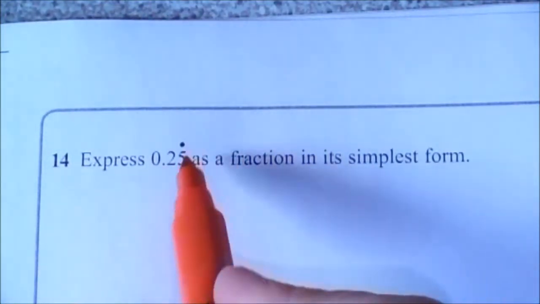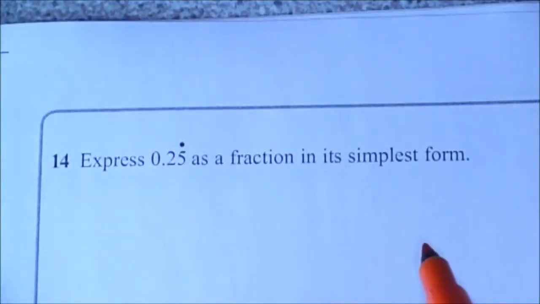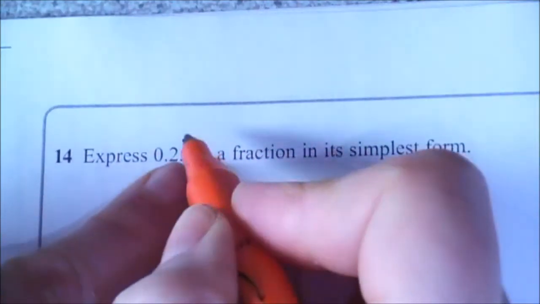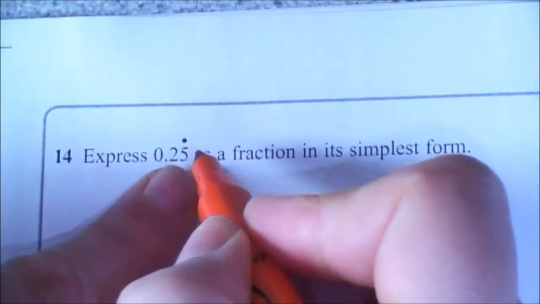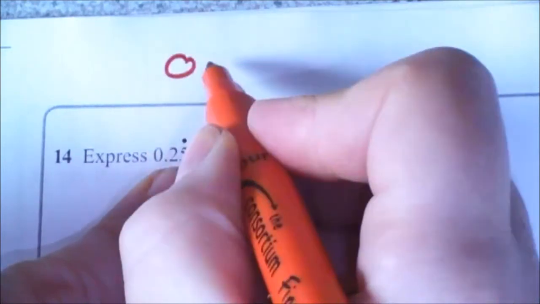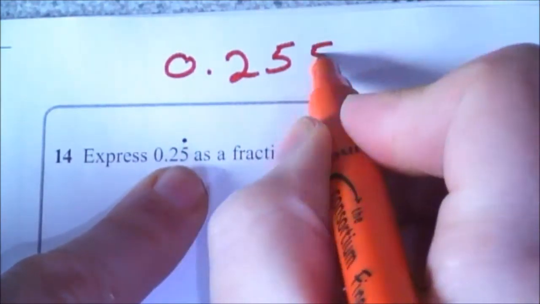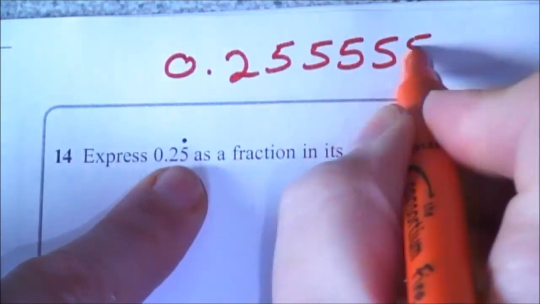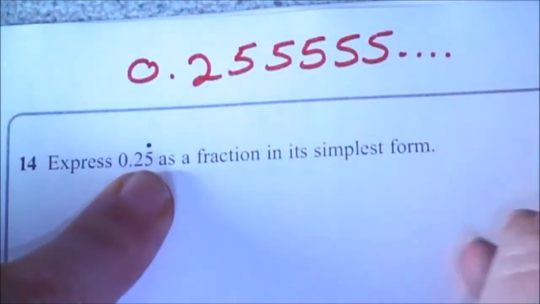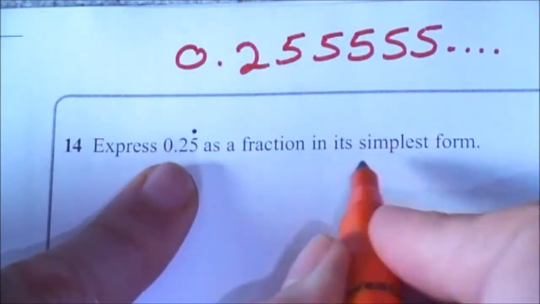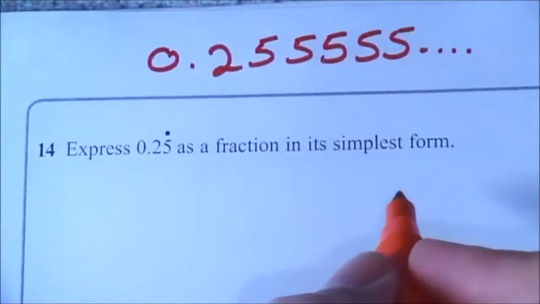Question 14 wants you to express 0.25 recurring as a fraction in its simplest form. First, you have to understand what that dot means. It means it's 0.2, and because the dot's only above the 5, just the 5 is recurring. So that 5 will keep going on forever. Now, they want to express it as a fraction in its simplest form.